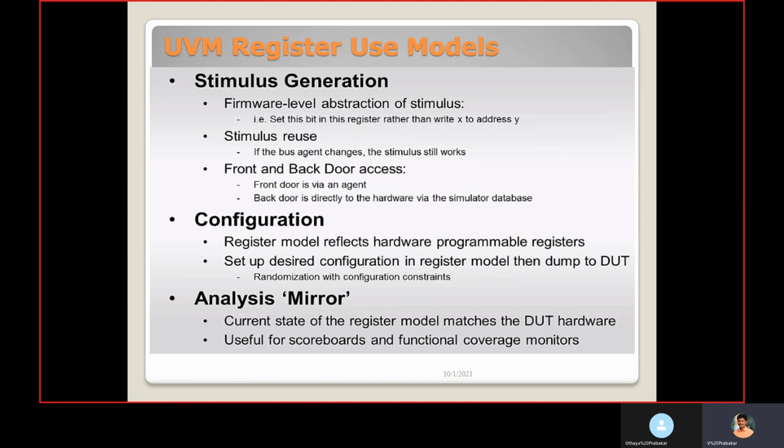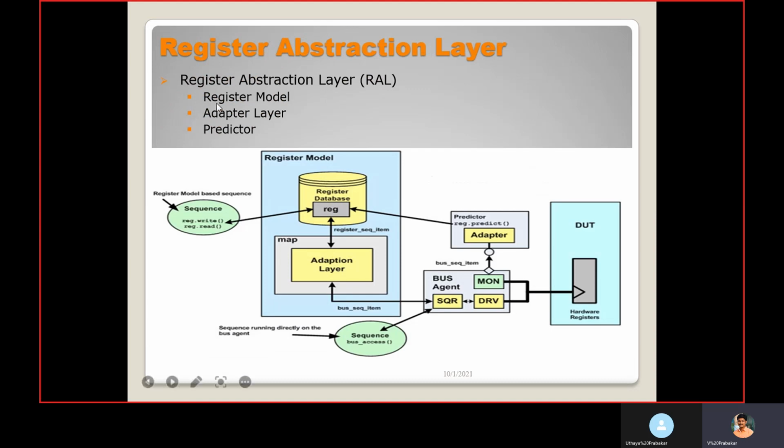These are all the main components used in the RAL: the register model, the adapter layer and the predictor. This is the register model. The register model consists of a register database. Inside this database, whatever registers and memory are used in the DUT, the same model we need to implement with the help of UVM reg and UVM mem. Using that, we are creating the register database. And in the register model, we have the register database and also the register map.